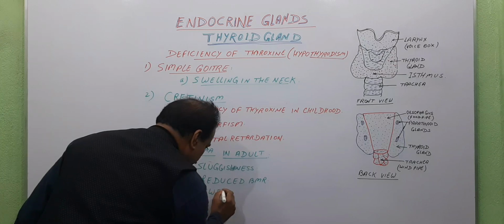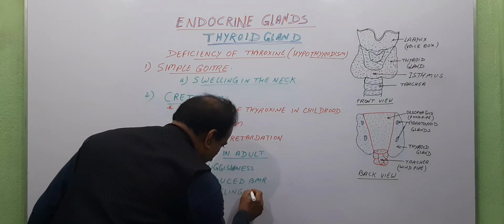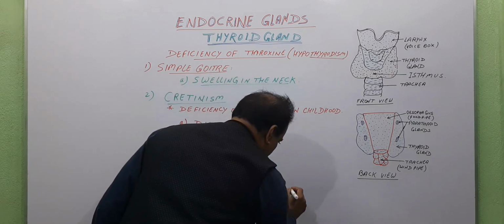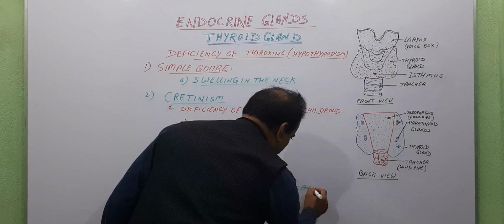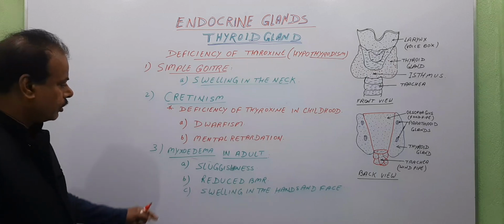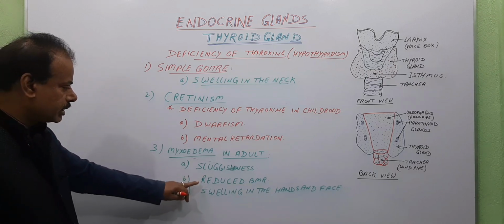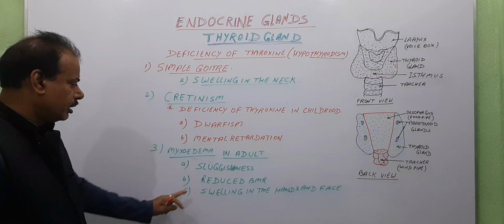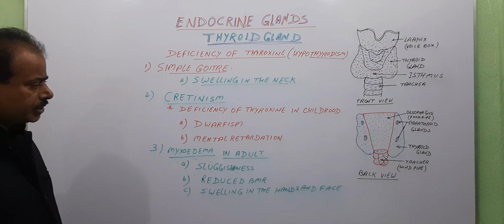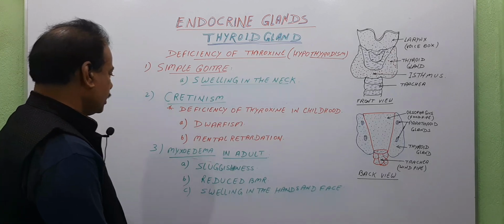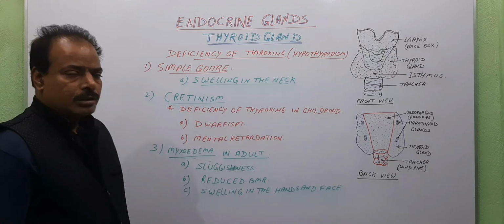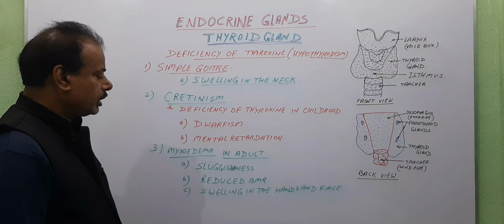So it is the third symptom. So the most important symptoms are sluggishness or laziness in the person, reduced BMR, and number 3, swelling in the hands and face. So these are the 3 important symptoms of myxoedema, which is caused due to deficiency of thyroxine hormone in an adult.